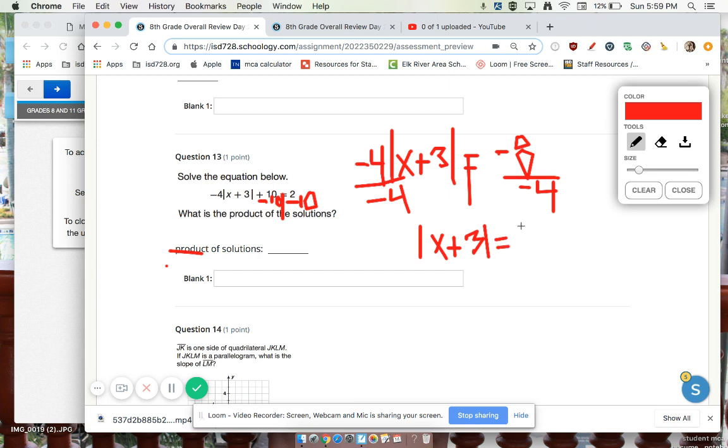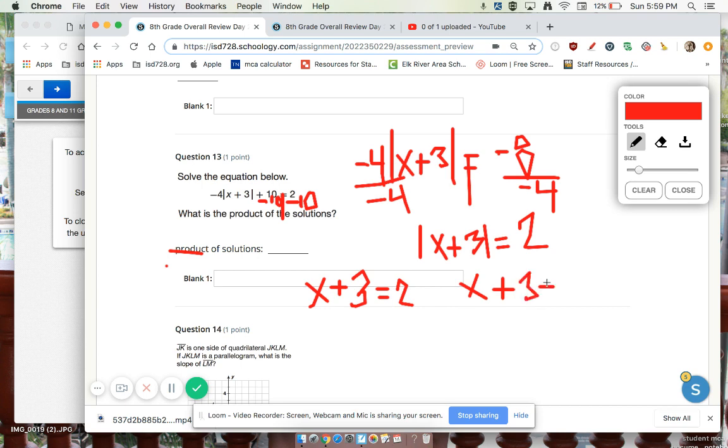Okay, so let me remind you what this means. This means what inside here is 2 from 0 on a number line. So x plus 3 has to be 2 away from 0. So there's two numbers that are 2 away from 0, 2 or negative 2. So I'm going to say x plus 3 can be 2. So x plus 3 is, oh gosh, that's a 3. It doesn't even look like it. Is 2. And then it can also be negative 2. So x plus 3 is negative 2.